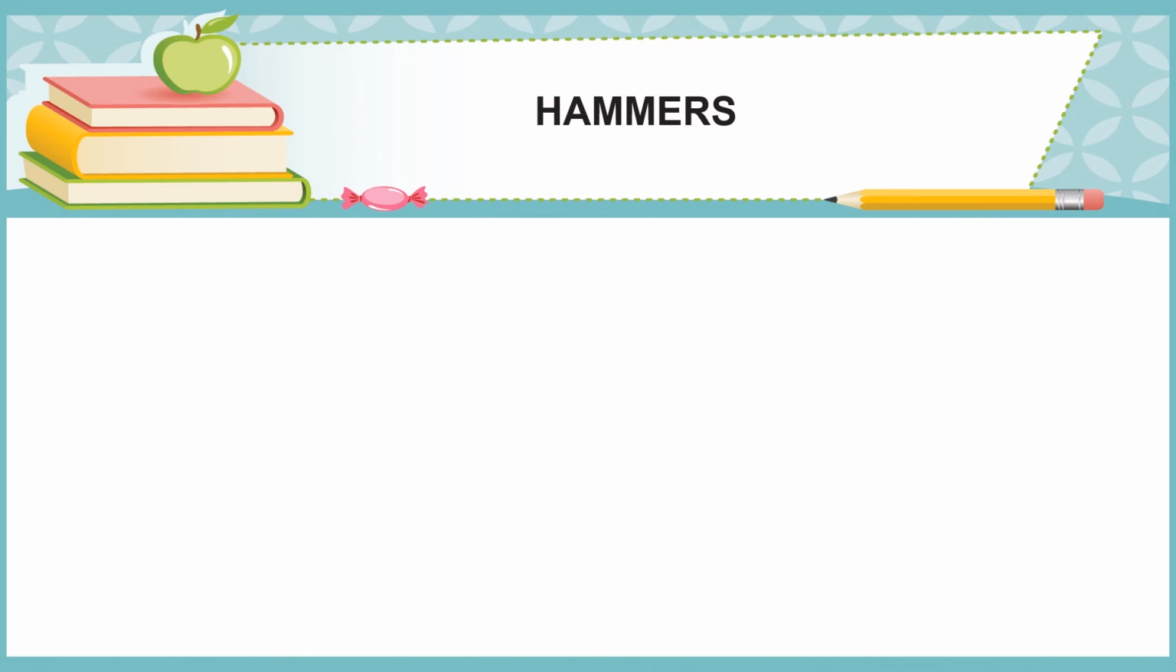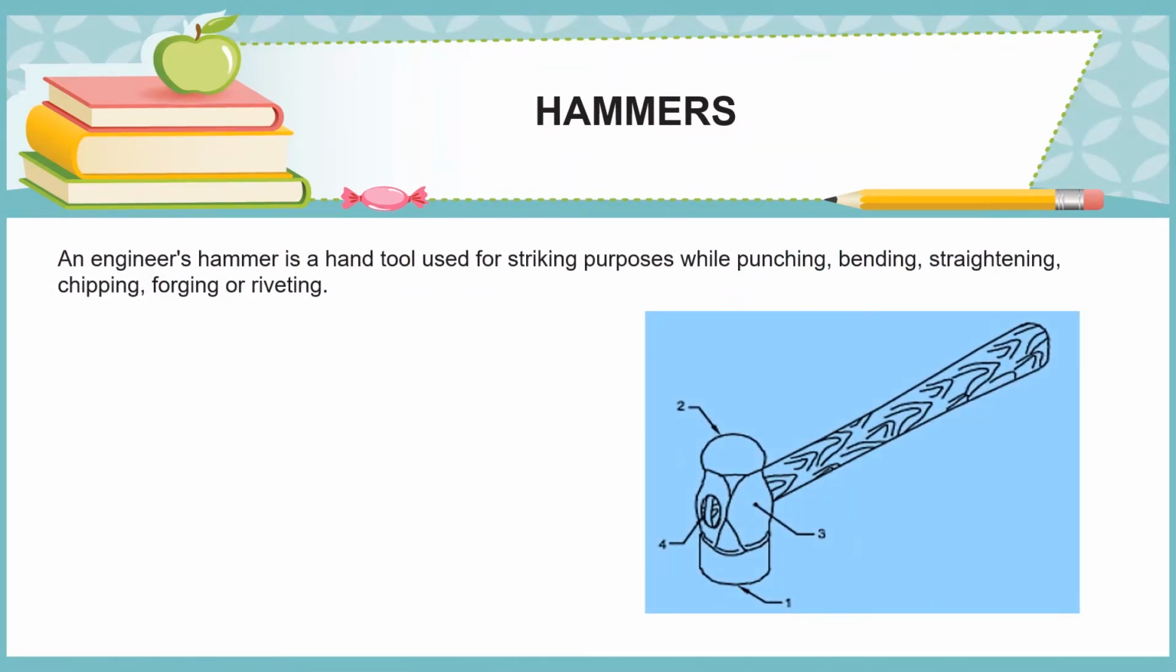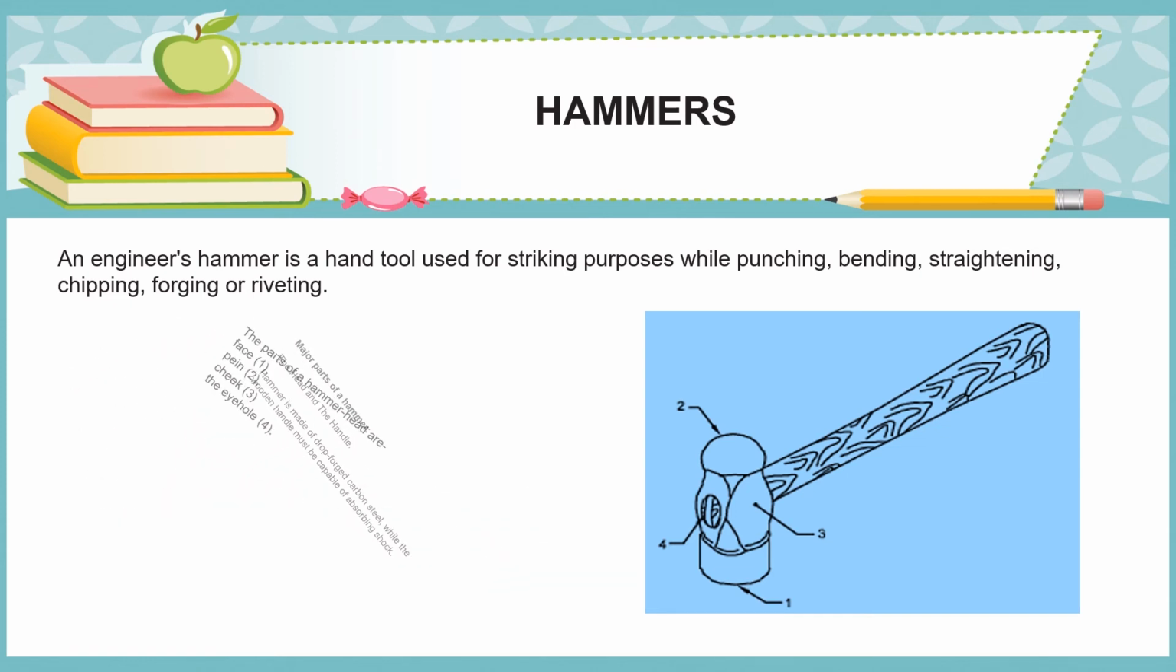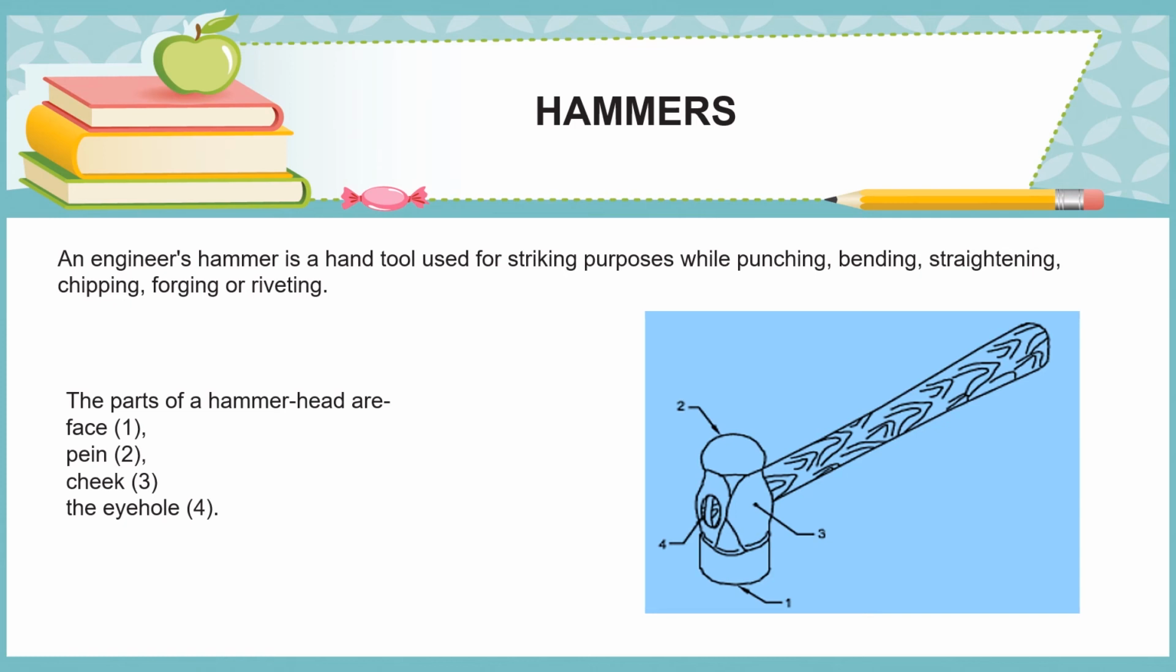Hammers. An engineer's hammer is a hand tool used for striking purposes while punching, bending, straightening, chipping, forging, or riveting. Major parts of a hammer. The major parts of a hammer are the head and the handle. Hammer is made of drop forged carbon steel, while the wooden handle must be capable of absorbing shock. The parts of a hammer head are the face, pin, cheek, the eye hole.